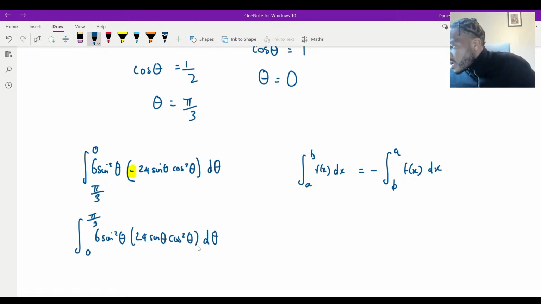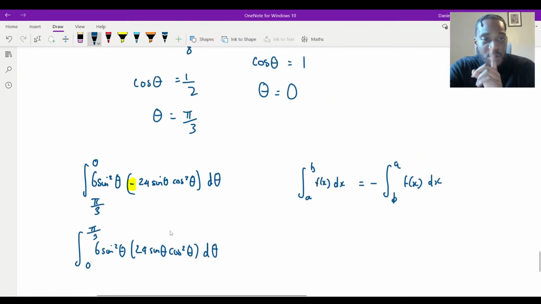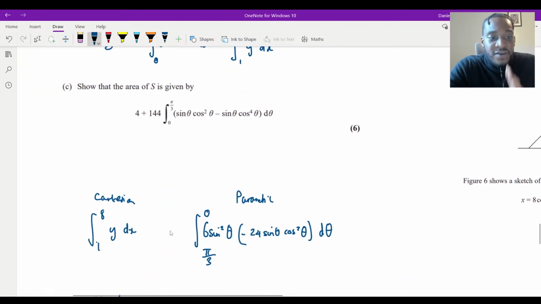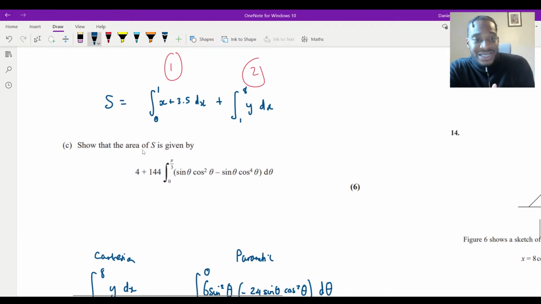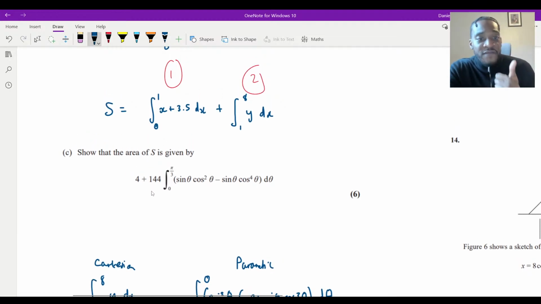All right, so now let me just check. Anyways, so now we've got that here. Remember, this is a show that. Let's not lose sight of our show that. We need to show that the area of S is equal to 4 plus 144 of that expression. I'm going to get that there.